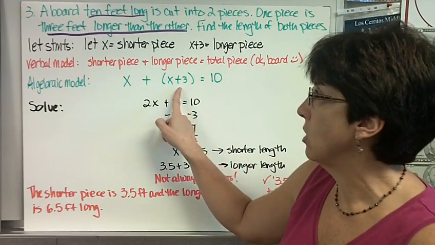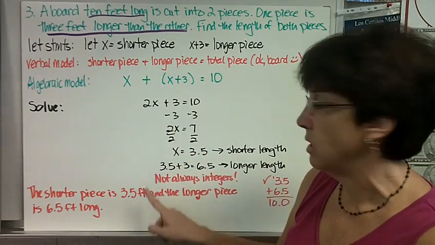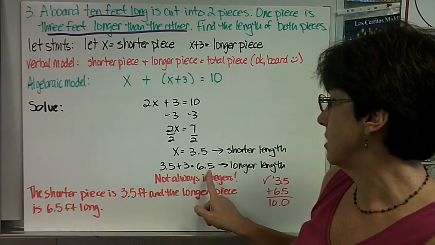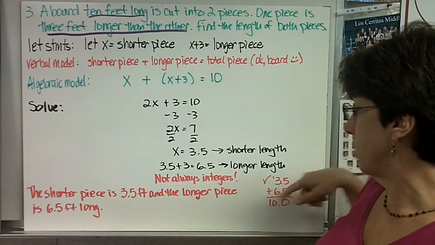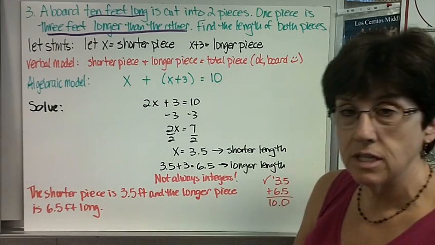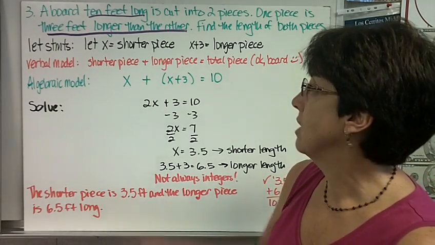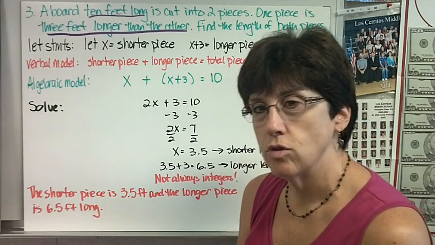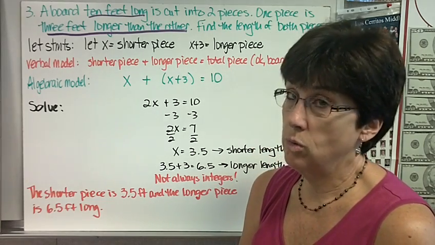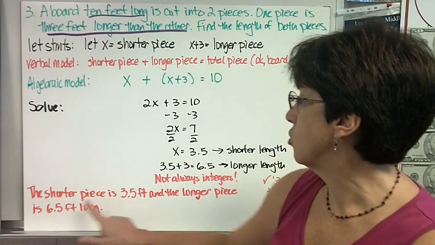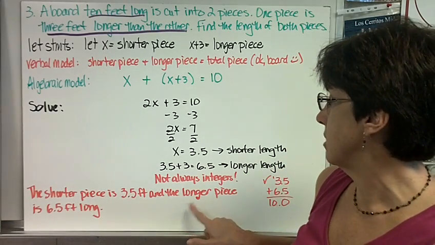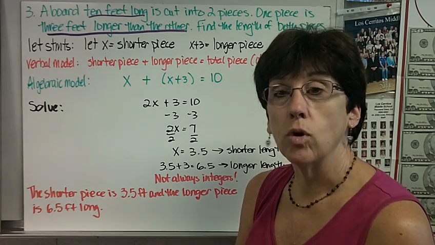And how do I find my longer length? x plus 3. 3.5 plus 3 is 6.5. That's my longer length. Not always integers, but if we check them, 3.5 plus 6.5 equals 10. Okay, so you've been getting these nice whole numbers so far in your word problems. They're not always going to be whole numbers. They're not always going to be positive either. All right, the shorter piece is 3.5 feet and the longer piece is 6.5 feet long. We're done.